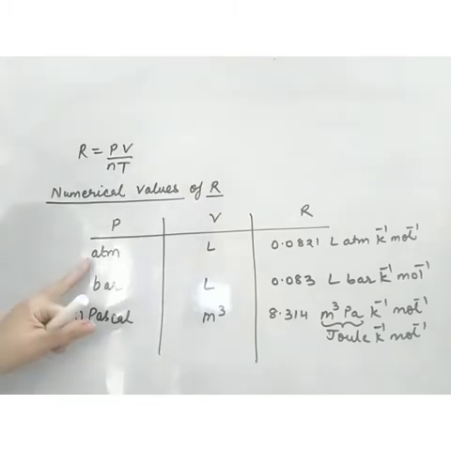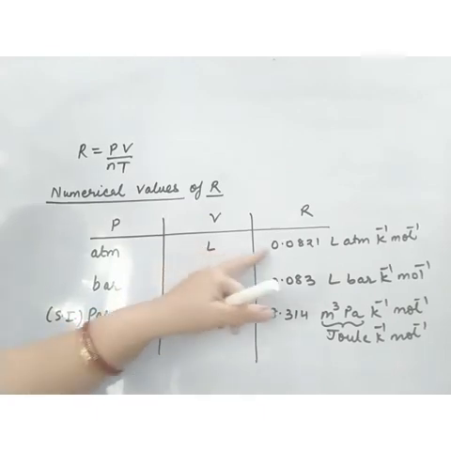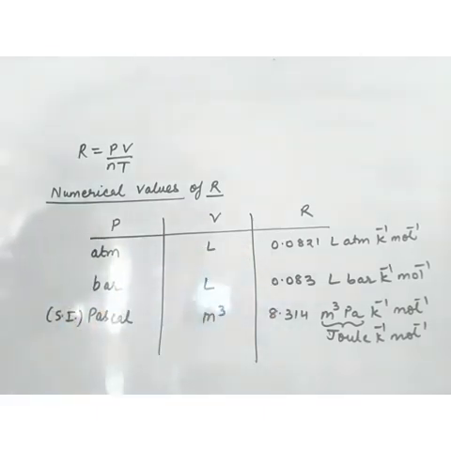So if pressure is in atmosphere and volume is in liter, the value of R is 0.0821 liter atmosphere per Kelvin per mole. If pressure is in bar and volume is in liters, the value of R is 0.083 liter bar per Kelvin per mole. And if pressure is in pascals and volume is in meter cube, the value of R is 8.314 meter cube pascal per Kelvin per mole. This meter cube pascal is replaced by joules. So we'll be using mainly three values of R in our numericals.